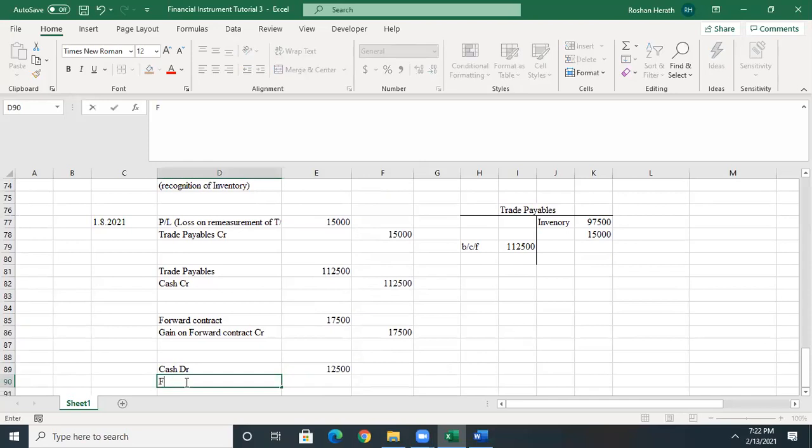The forward contract gets de-recognized. How much credit? It's 12,500.